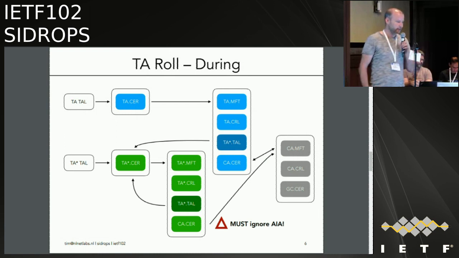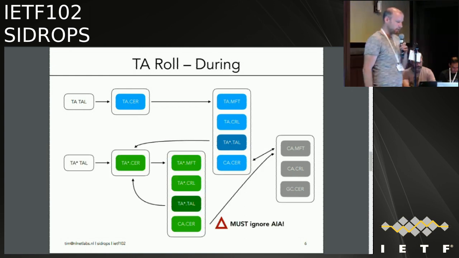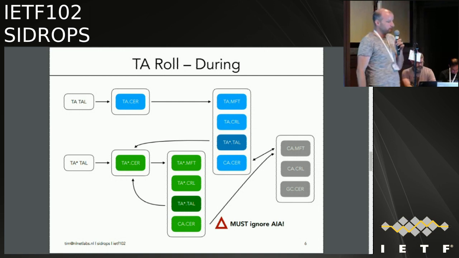TA roll. So, we were here, everything is fine. There's just this new object that says to the relying party, yeah, I think this is still my current certificate and my current key. Now, during a key roll, what you could do, and what the document kind of says, but it omits an important detail, is you can set up a parallel structure, actually.